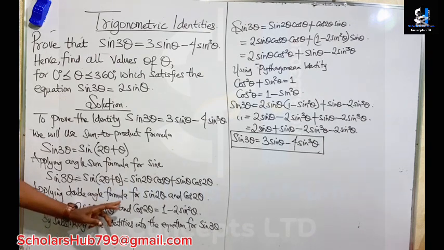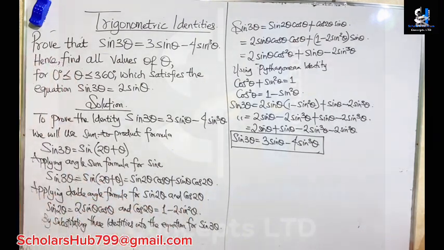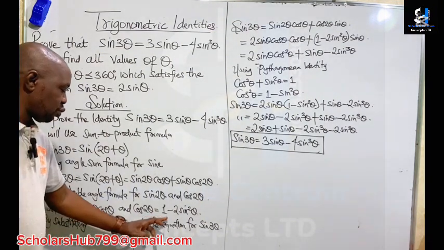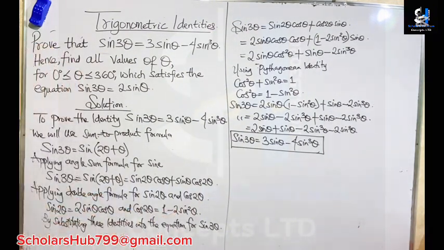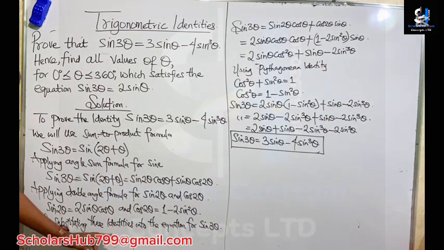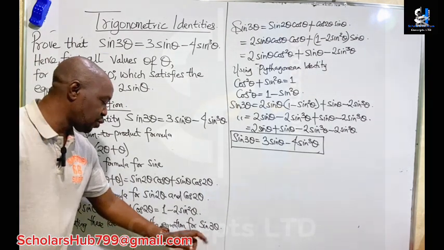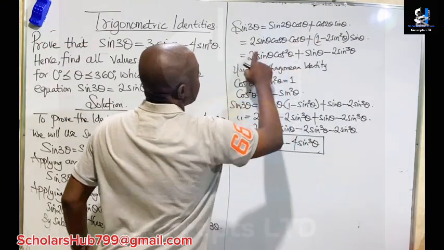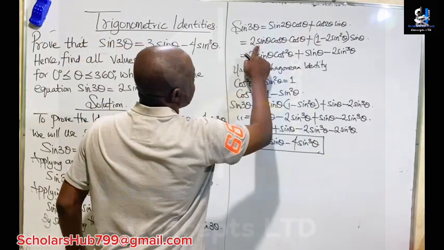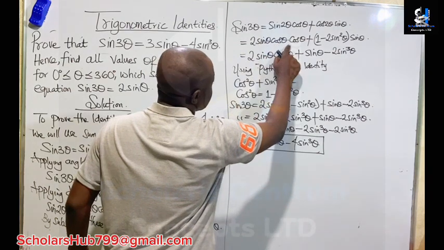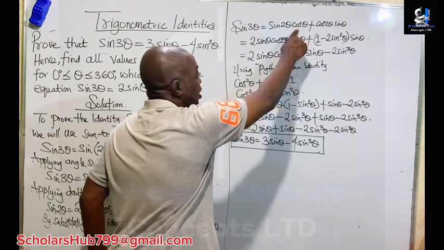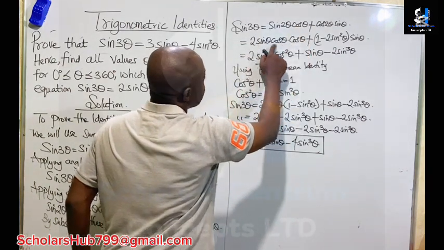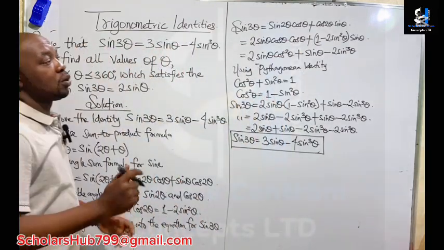Applying the double angle formula for sine 2 theta and cos 2 theta, that will be 2 sine theta cos theta for sine 2 theta, and cos 2 theta will be 1 minus 2 sine square theta. So by substituting these identities into the equation for sine 3 theta, sine 2 theta is 2 sine theta cos theta. Already we have cos theta, so that means 2 sine theta cos theta multiplied by cos theta.